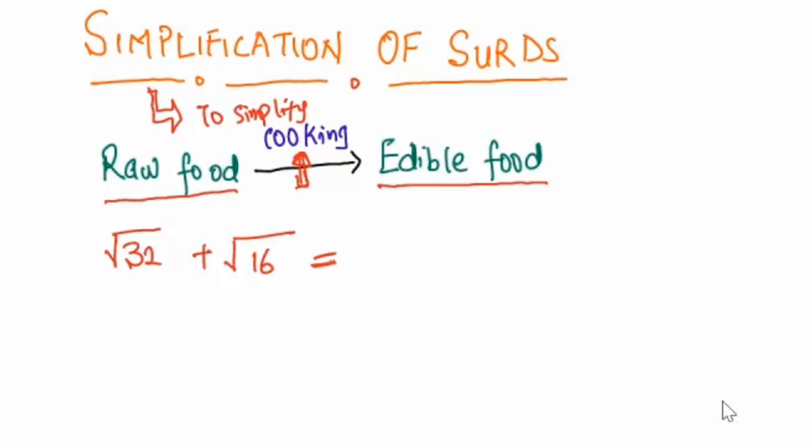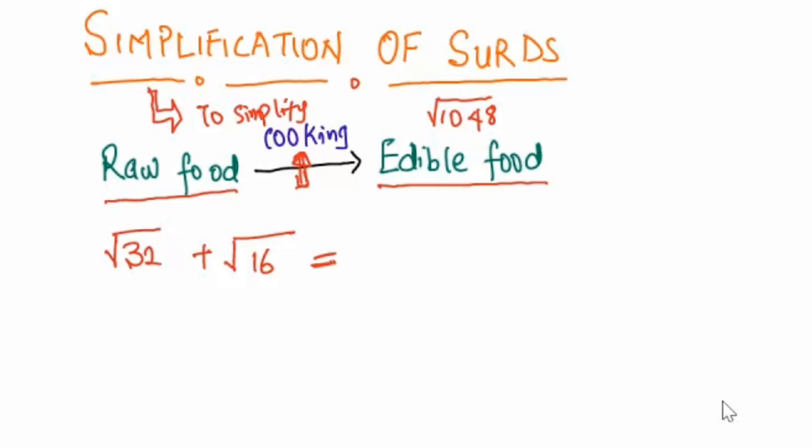So it's just like having a very big surd. Let's say the square root of 1048, for example. Most students might find this difficult. Why? Because the number is very big. But when you make it simpler to use, it then becomes easier to work with. So in this case, it's just like we have root 32 plus root 16.